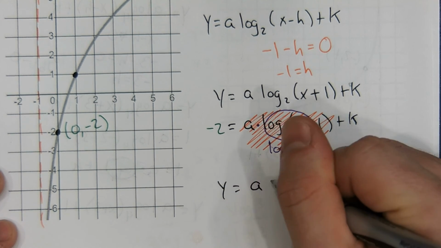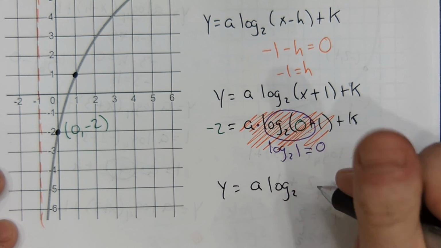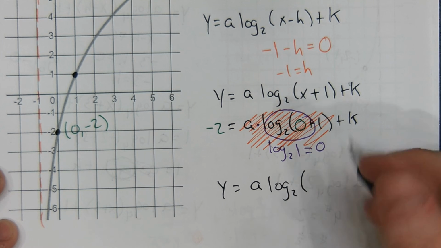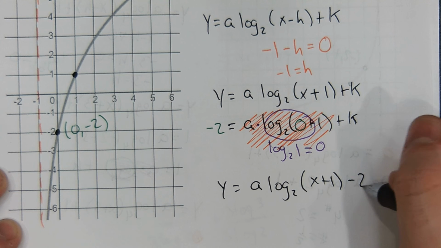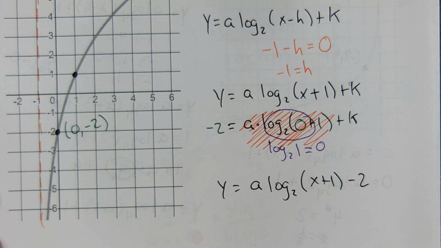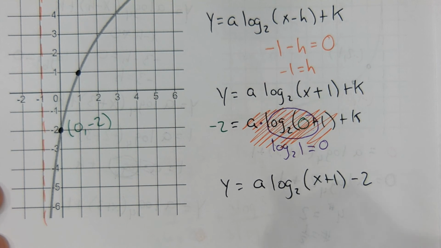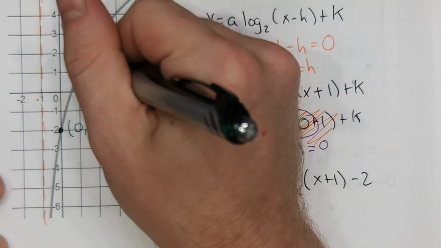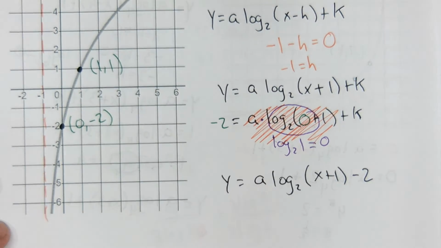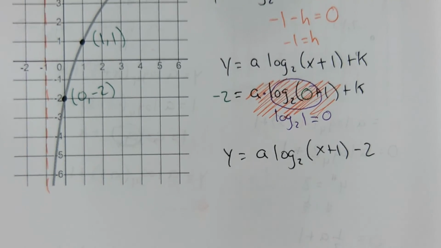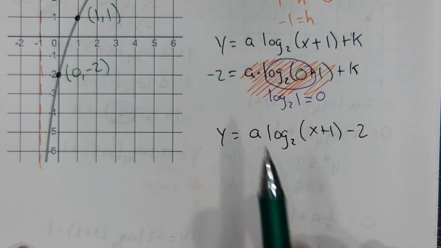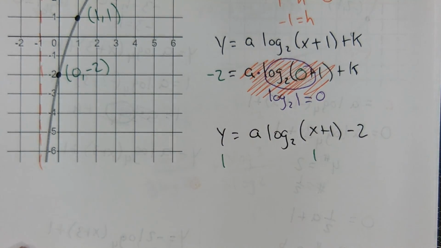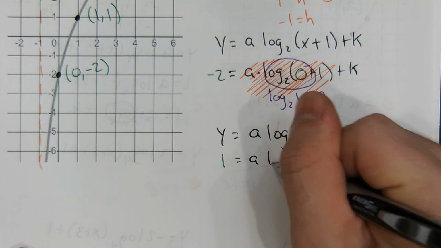y equals a log base 2 of x plus 1, minus 2. Last bit of useful info. I like green. Coordinates here are 1, 1. And we can throw that x and that y in here and here, and it actually doesn't matter which one is which. We get lucky that they're the same number, but that's going to allow us to solve for a. 1 here, fill out the rest of this thing.